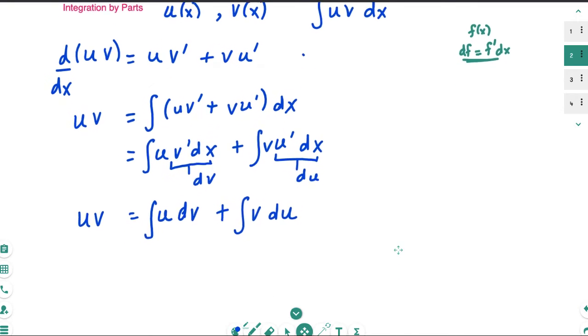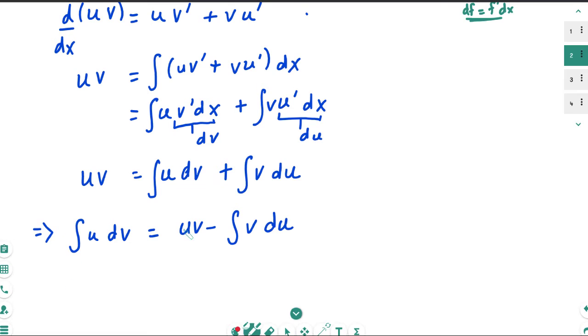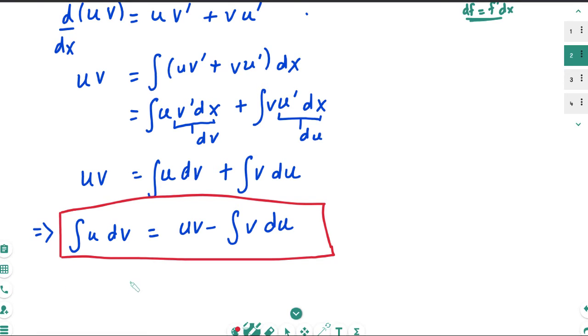Let's rearrange it a little bit. I'm going to isolate this integral of u dv. So this is our final formula for integration by parts. What does it mean? It's saying that if we are taking this integral of u with respect to v, that is equal to the product of the functions uv, and we have moved the integration from with respect to v to taking the integration with respect to u.